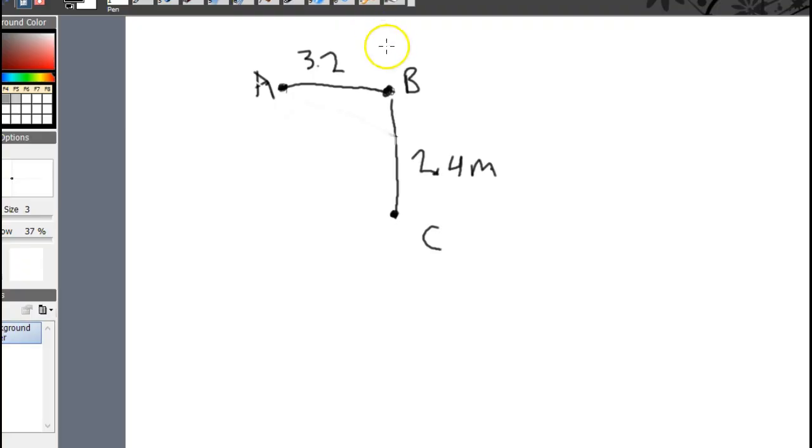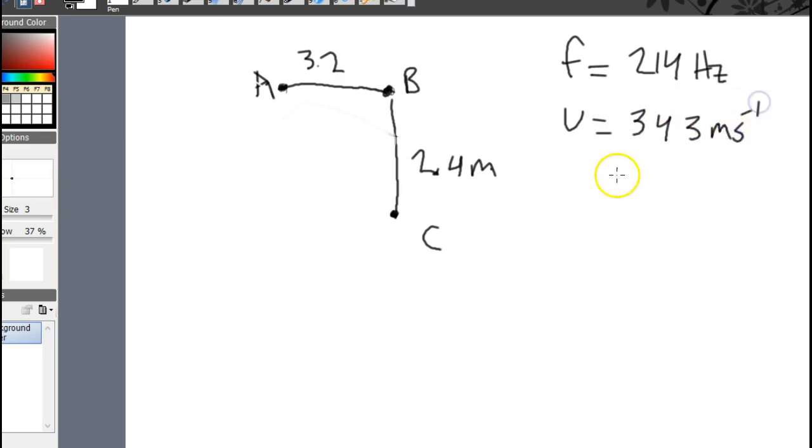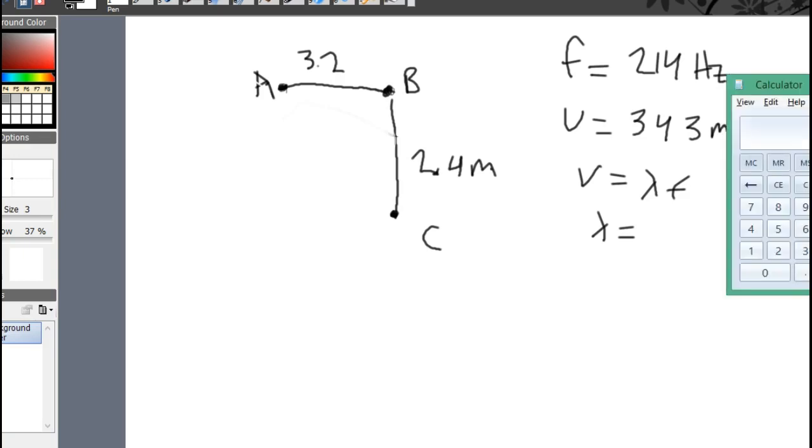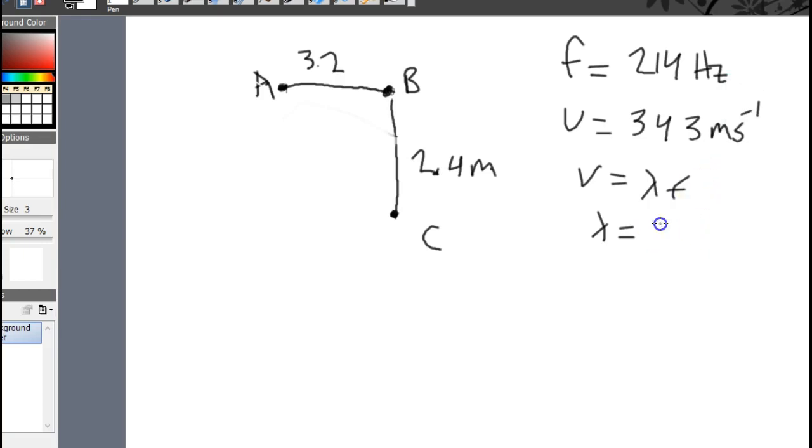So this is the same type of question. Now it's a little bit more work. Now we're not given the wavelength, but we're given the frequency is 214 Hz, and we're given the speed of sound in air is 343 meters per second. And if you remember the wave equation, then you realize that you can calculate the wavelength pretty easily. So the wavelength would be 343 divided by 214, and about 1.6 meters. So the question is, what do you do with that wavelength?